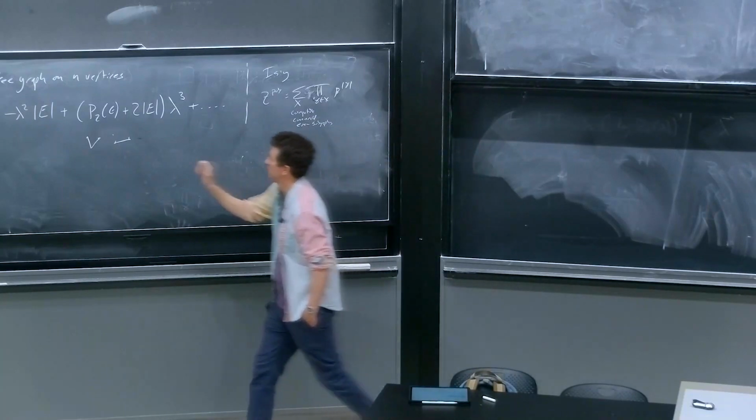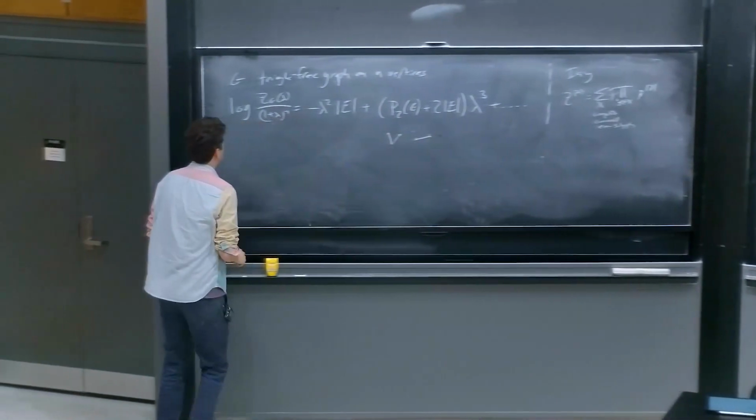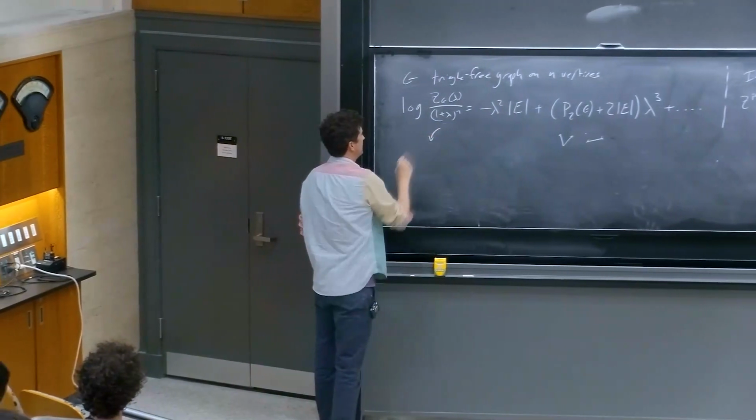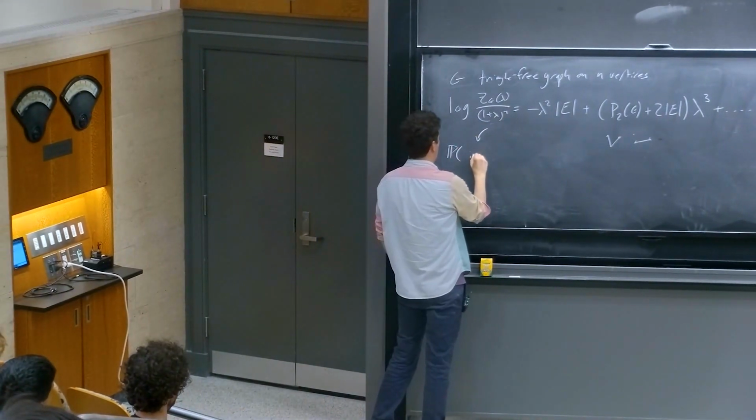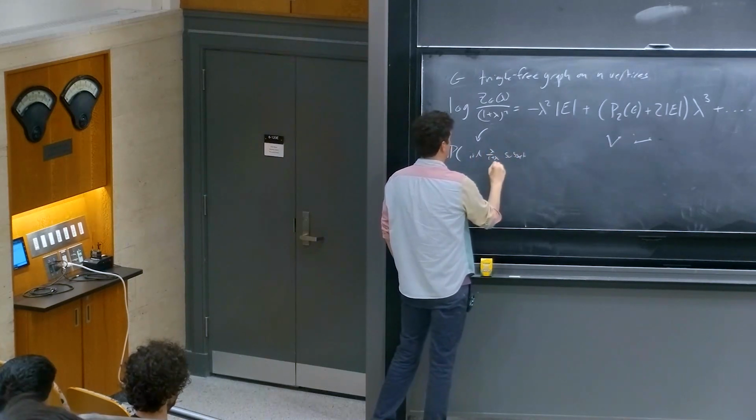Oh, let me actually be a little bit more precise. So, what is this really? This is the probability that an IID lambda over 1 plus lambda subset is an independent set.